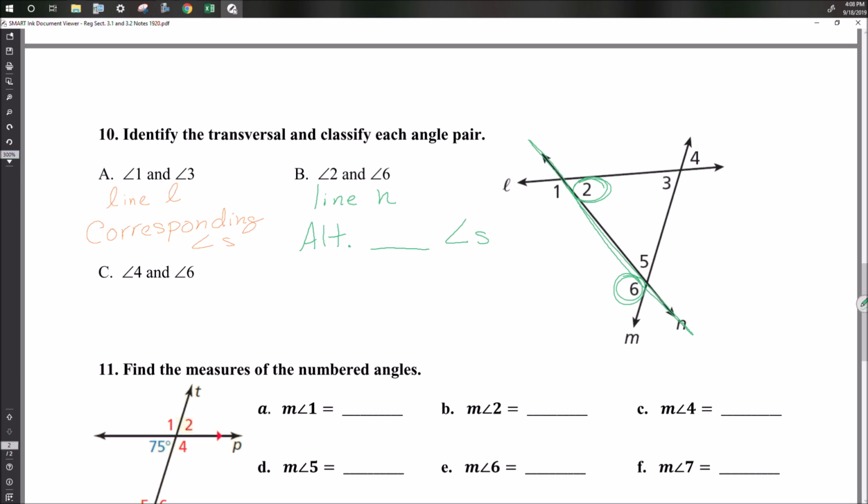I'm going to put a blank because I need to figure out if they're alternate interior angles or alternate exterior angles. Well, I notice that they are between line L and line L. And since they're between them, that makes them alternate interior angles. So you can shorten the word alternate to alt, interior to INT, and then you can use the angle symbol with S at the end for angles.